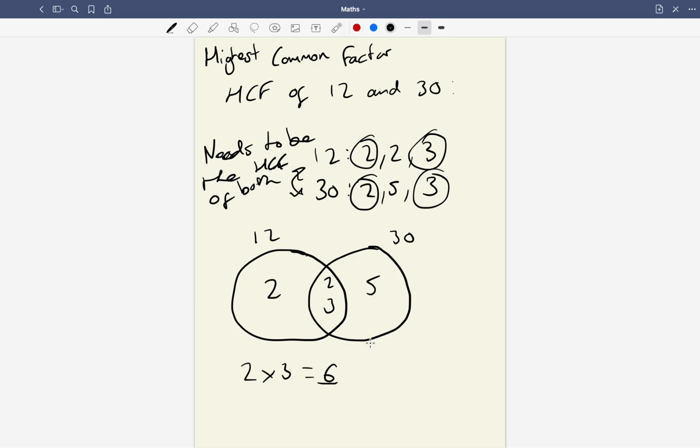So now you obviously know if you're going wrong if your highest common factor is larger than either of the two numbers. If I have 15 as my highest common factor of both, that would obviously be wrong, because whilst it may be a common factor of 30, it's not a common factor of 12 as well, because 15 is larger than 12, so it can't be a factor there.